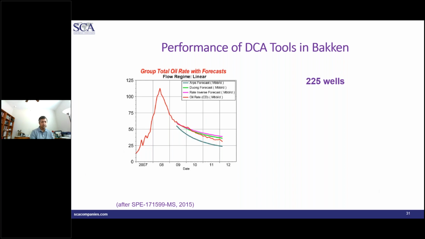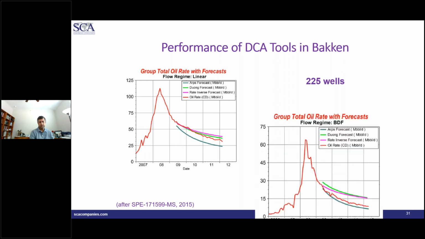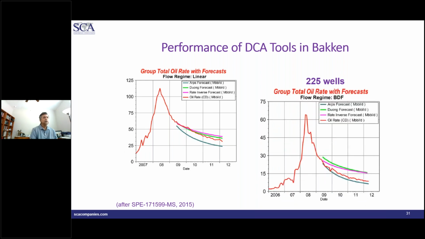And that's the data. Okay, let's see. As you can see, in this particular case, Duong is giving you a very optimistic solution. And they had used another method, rate inverse. That's very optimistic. And in this case, this is some form of modified Arps they had used, and that's on the pessimistic side.